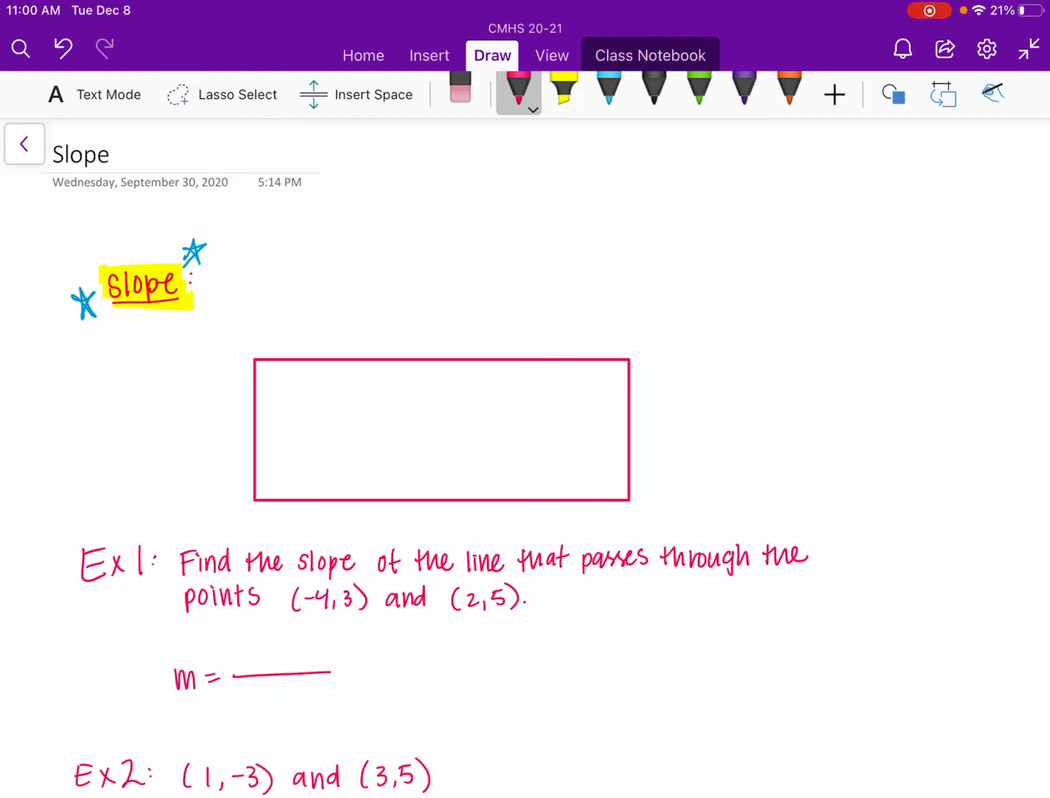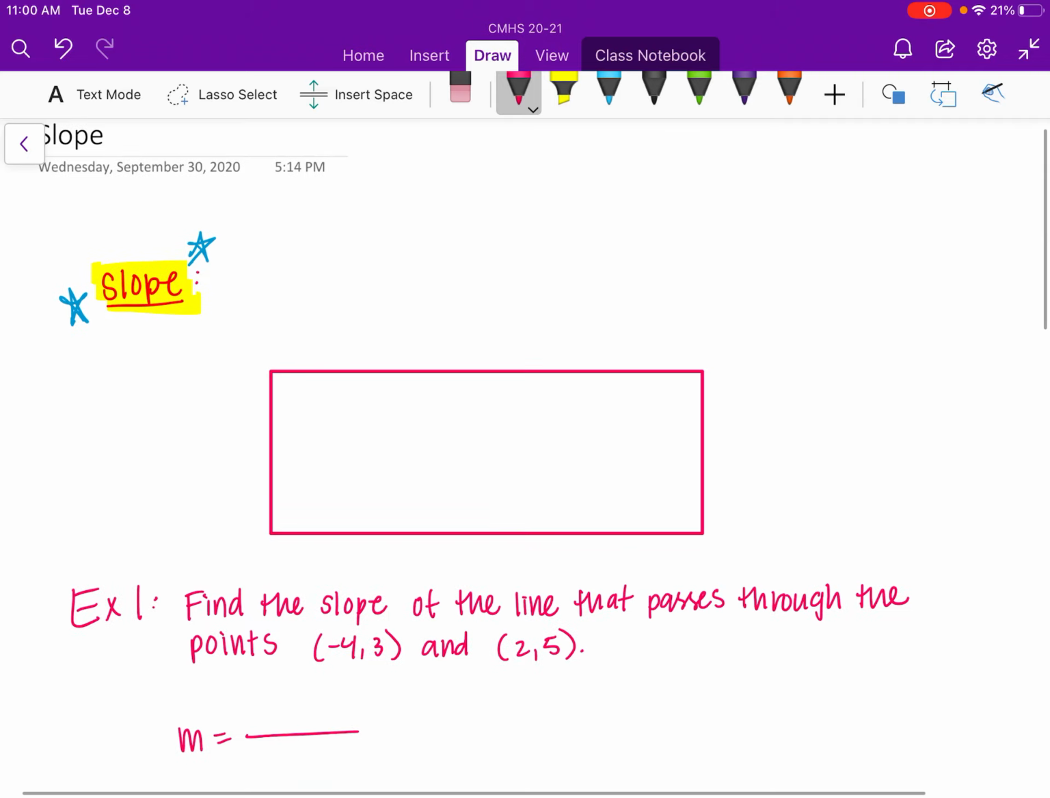Alrighty, so today we are moving on to something called slope. Now, I hope you have heard of this before in your Algebra 1 class, maybe your Algebra 2 class. But anyways, the slope, it is a very important concept. That's why I have highlighted and starred it.